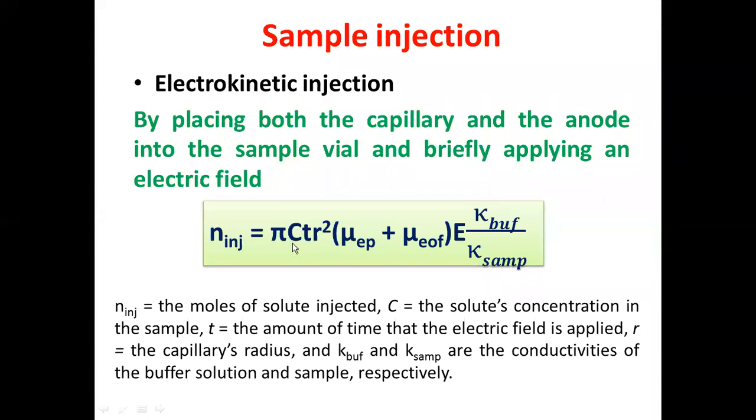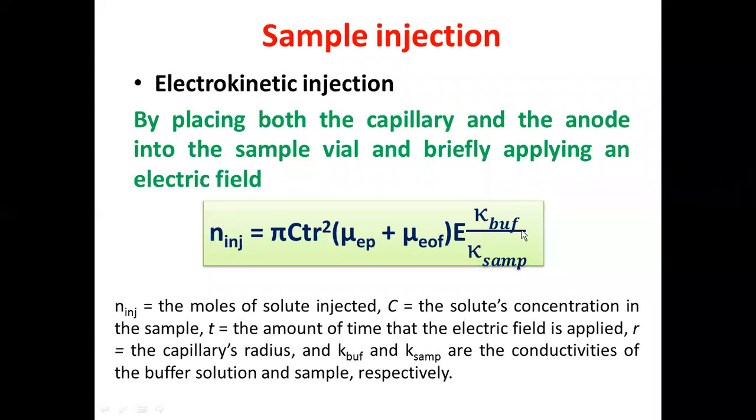So their concentration is represented by C, and T is nothing but the amount of time for which the electric field is applied. R is going to be the radius of the capillary tube, because it has an inner diameter. What is the radius of the capillary tube? We can represent it by R. And E is going to be the magnitude of the electric field.